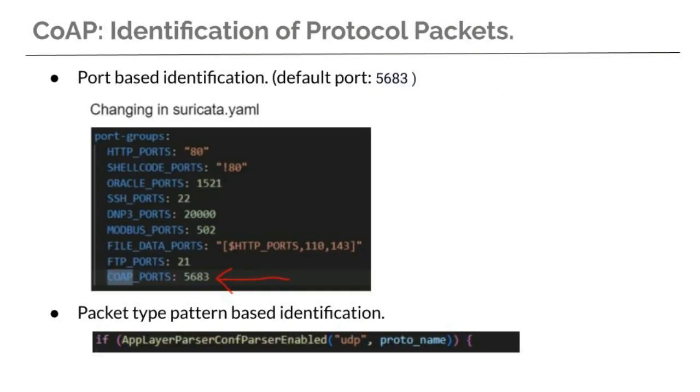For protocol identification, Suricata by default uses two approaches. One is port-based identification, and another is packet type pattern-based identification. In port-based identification, a default port is specified, so any traffic coming on this port, Suricata considers it as the respective protocol traffic. In pattern-based identification, we specify certain patterns that Suricata tries to find in the packet. If the traffic is not coming on a default port, it is considered a relevant protocol packet if the patterns are matched.